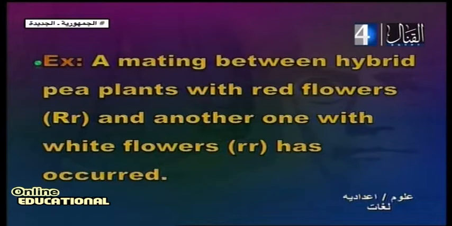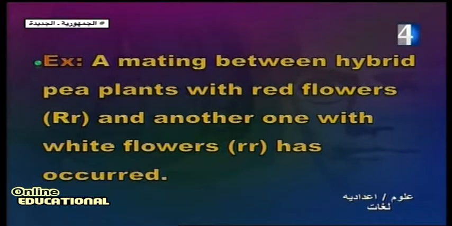Another question in our lesson: a mating between a hybrid bee plant with red flower, capital R small r, and another one with white flower, small r, has occurred. Again, if we say a hybrid bee plant with red flower, we will write capital R and small r because it is a hybrid trait.